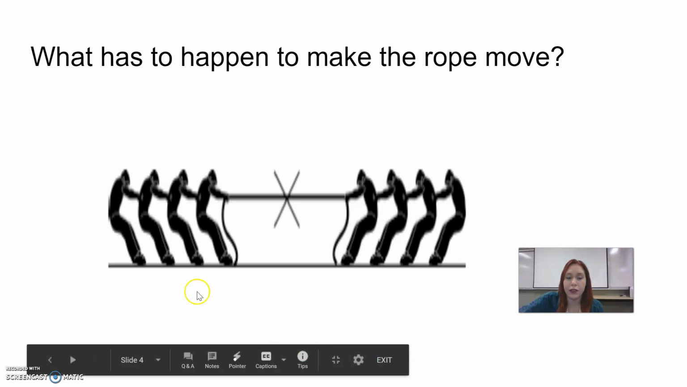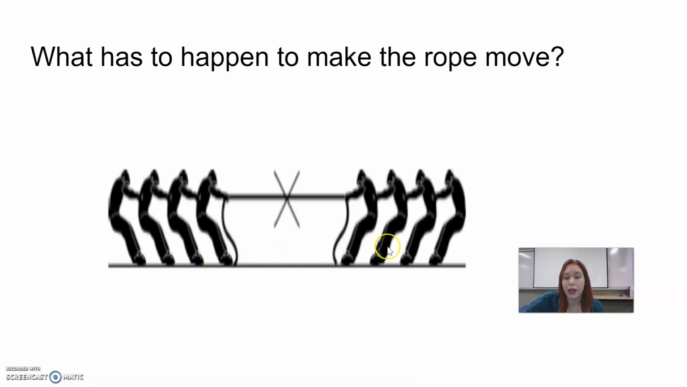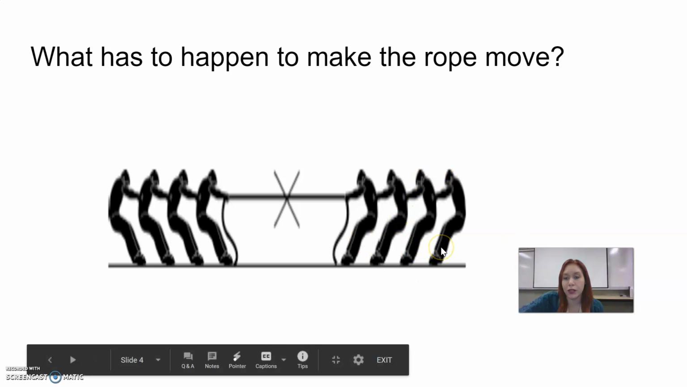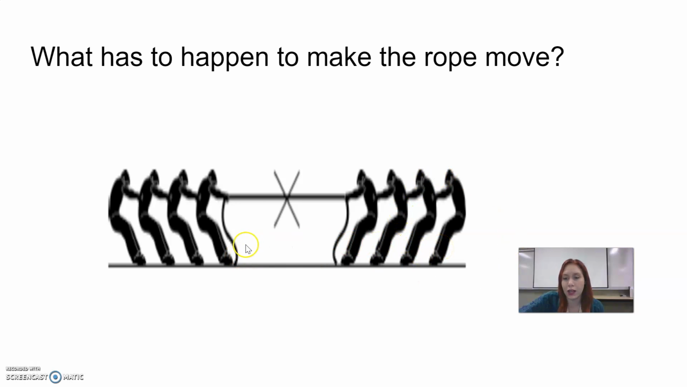Because you could have 5 little kids, maybe 3-year-olds pulling on the left, but if you have 2 grown men on the other side, even though there's more people on the kids' side, the grown-ups will have more force, so they'll still win. So it's not about how many people are on each side, it's about how much force is on each side.